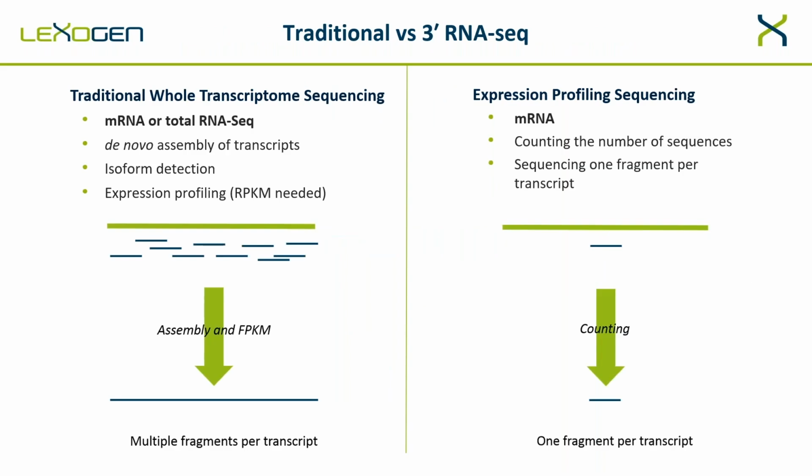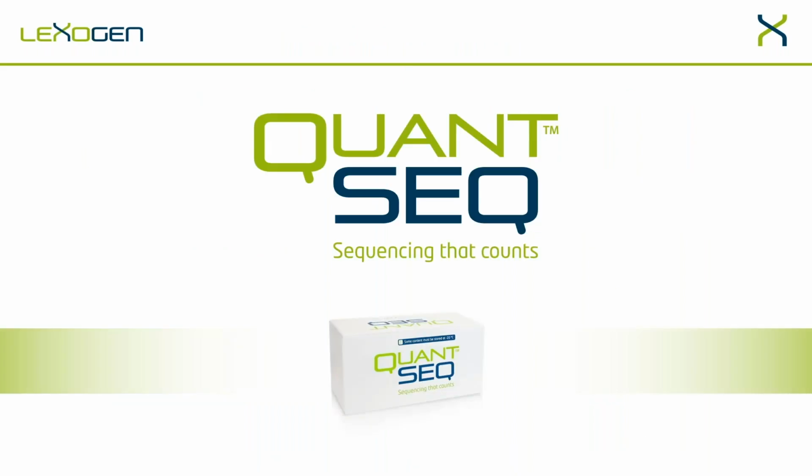However, for expression profiling specifically, it would be much easier if you could build a library around the fragment of interest and then sequence just one fragment per transcript, as seen here on the right. Now you begin without the need to fragment and end with a much simpler bioinformatic approach, essentially counting the number of sequences you have. So this is exactly what you do with Lexogen's Quantic library prep kit, and now we'll discuss a little bit about this.